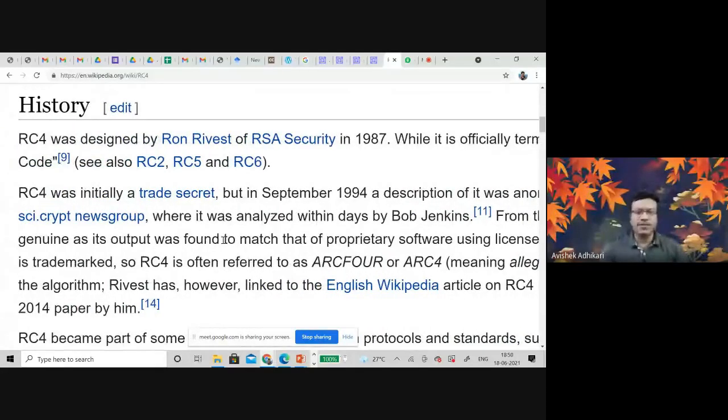RC4 was initially a trade secret. That means though it came in 1987, nobody knew what the cipher was. Everybody could find it embedded in some software or some hardware, and everybody could see that it works very fast. So the code was secret. As a result, very few people related to that company knew the exact code of RC4.